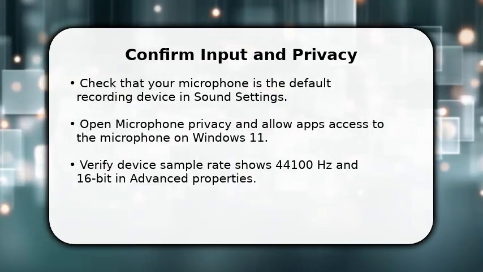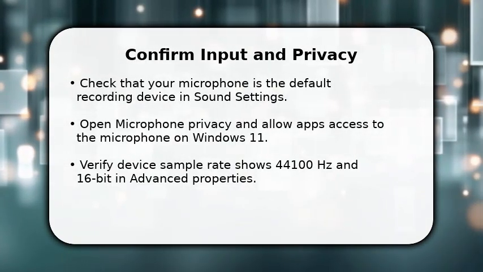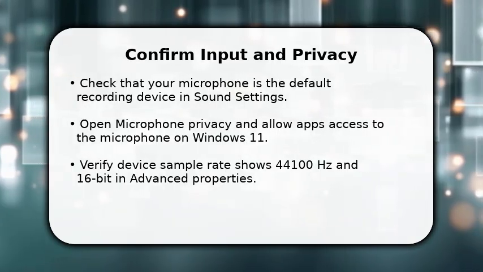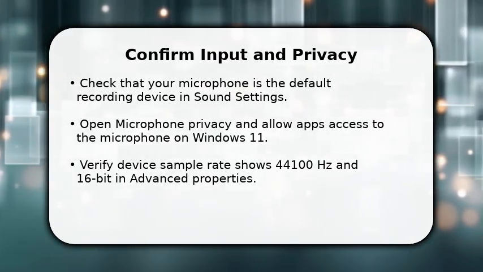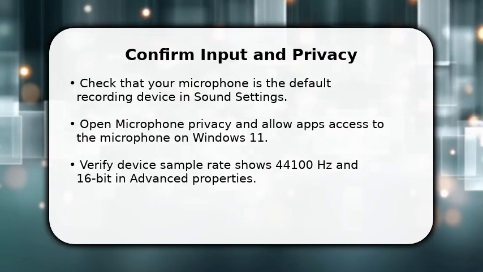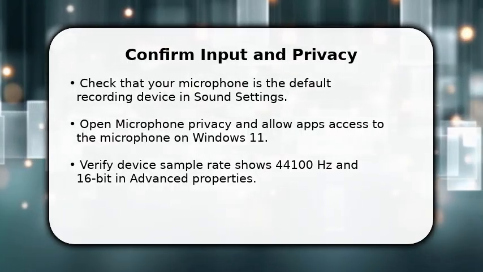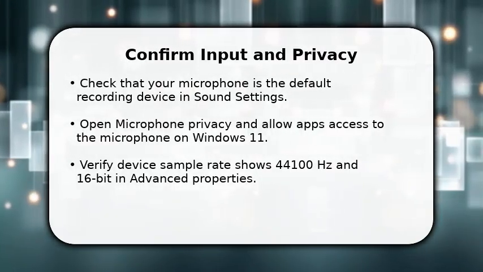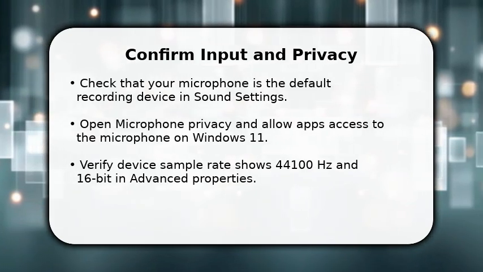Next, open Microphone Privacy and make sure apps are allowed to use the microphone. Then open Device Properties and Additional Device Properties. In Advanced tab, verify the sample rate is 44,100 Hz and the bit depth is 16-bit.